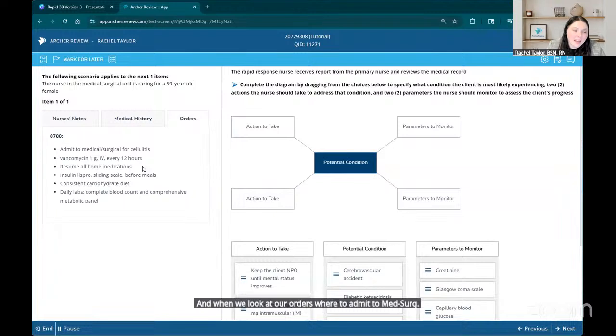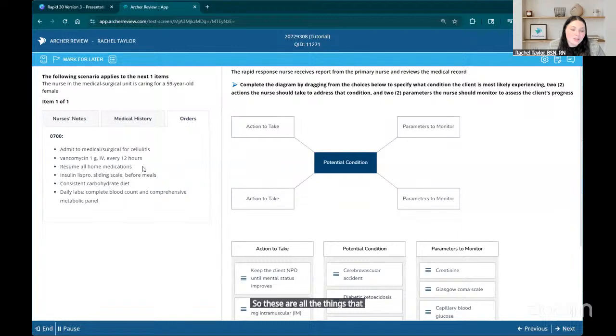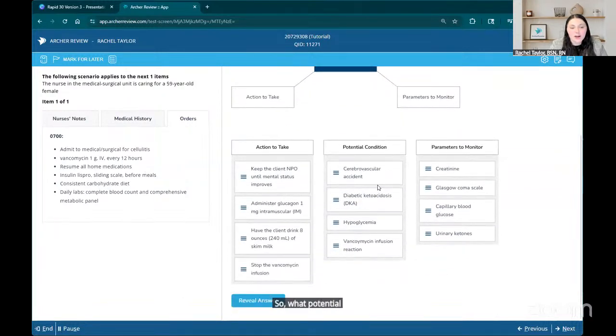We're going to give Vanc. We're going to resume all home medications, insulin Lispro sliding scale before meals, and consistent carbohydrate diet and daily labs. Okay. So these are all the things that they're like, hey, we need to do these. These are the orders. So what potential condition do you guys think is going on?